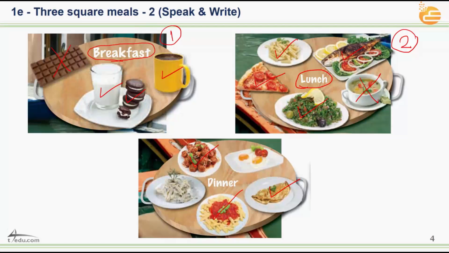Very nice. So he didn't say something about the eggs, okay? This one, also this one, he didn't say something about it. Okay? Very nice. So this is the dinner, and we said it's the last meal of the day. This is number 3. Okay? Very nice.